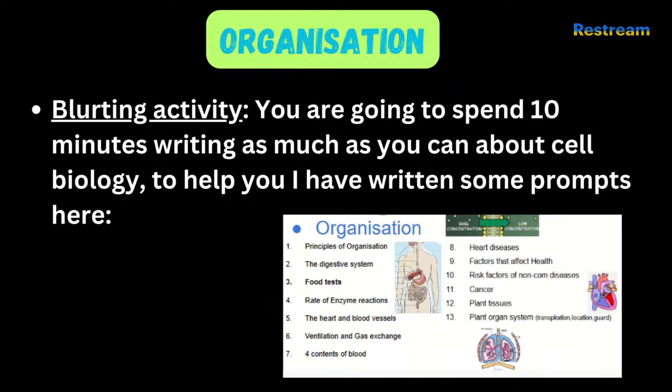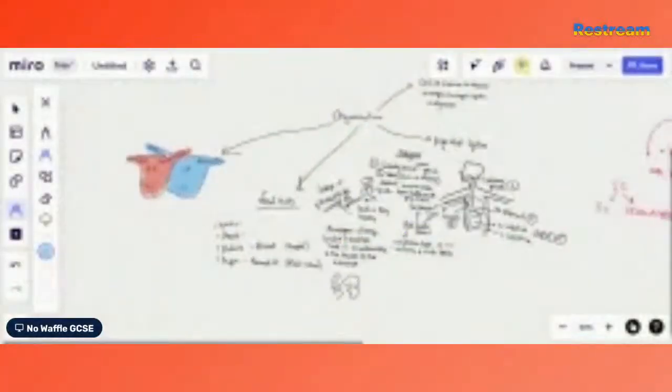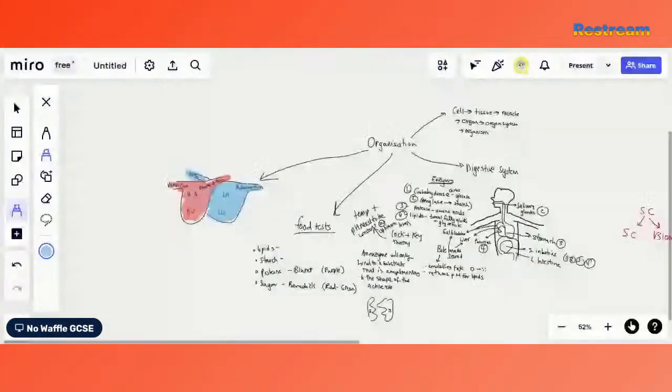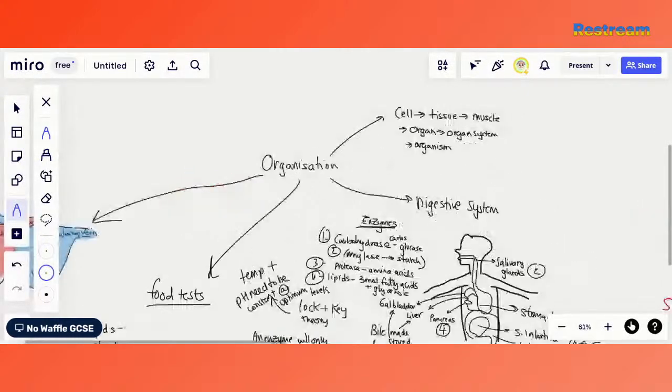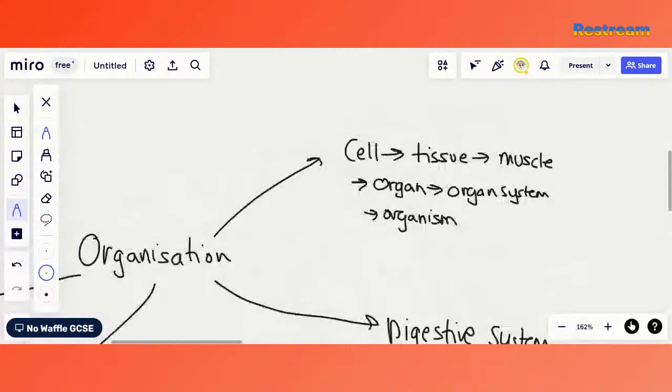Okay, so thank you for doing this activity. We're now going to look at the board that I did about organization. I didn't get to completely finish this topic. However, we can go right through the topic, including what you've missed. So let's start. The first topic was principles of organization.